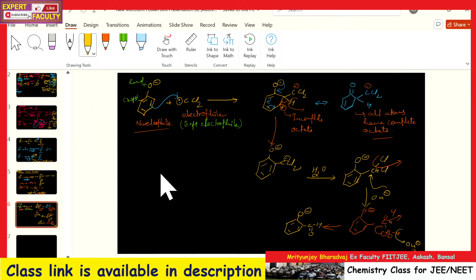So we'll keep today's class up to this. In the next class, we'll have 5-6 reactions from phenol. Then we'll move to what? Aldehyde. In the aldehyde, we have to cover all the preparation reactions. After that, we need to cover some nucleophilic substitution reactions also. So two classes will be required definitely.